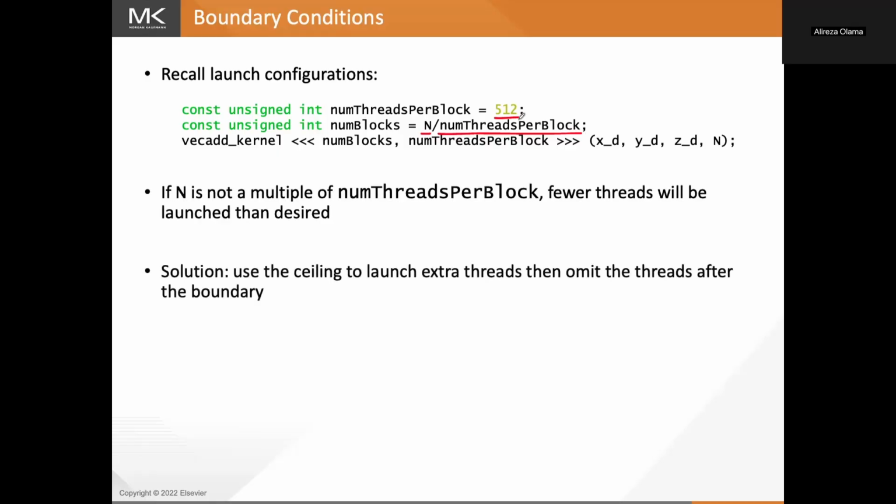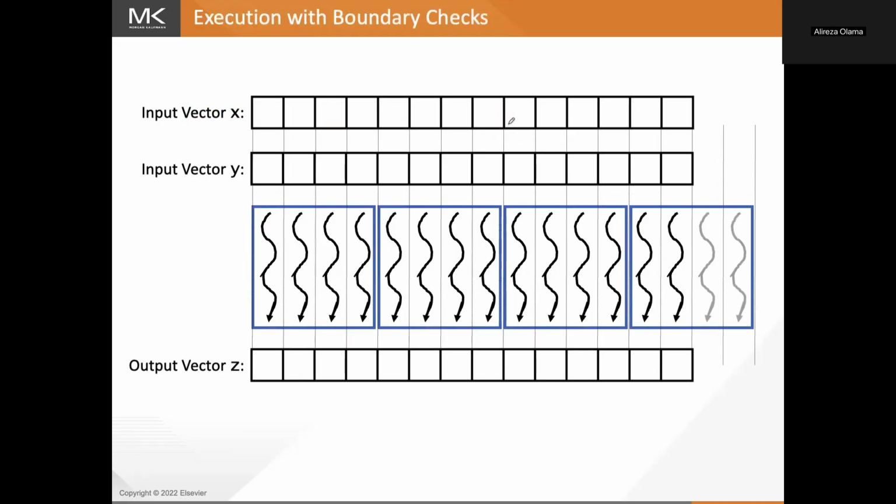But when I use the ceiling and launch one more thread block, this happens. Assume the number of elements is not a multiple of the number of threads per block. I have to launch a new block here because I'm using rounding, so I have two more threads that I really don't need. They are redundant. So what should I do in this case? Anyone has an idea?